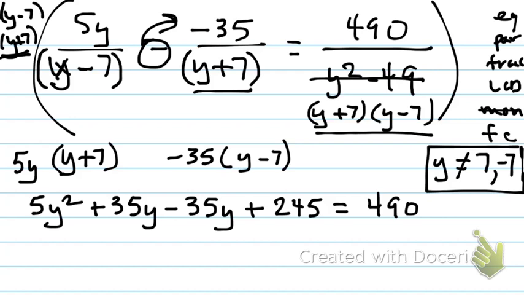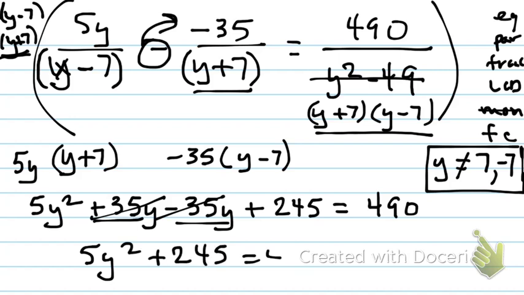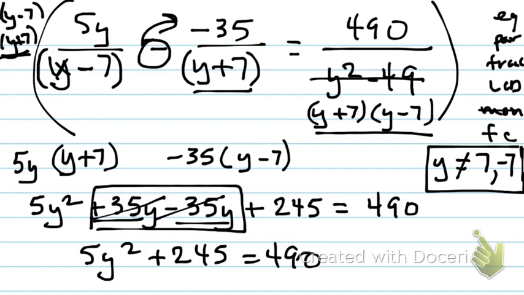It's good? Fractions are gone. What's next? And here I have positive 35 and negative 35y. What happens there? They're opposite, so they're going to subtract away. So I get 5y squared plus 245 equals 490. Be really careful about this. If the signs are different and you have the same term, they're going to subtract away completely. Now remember, 35y's minus 35y's makes what? 0. Not 0y, not 1y, but what? 0. In other words, nothing.